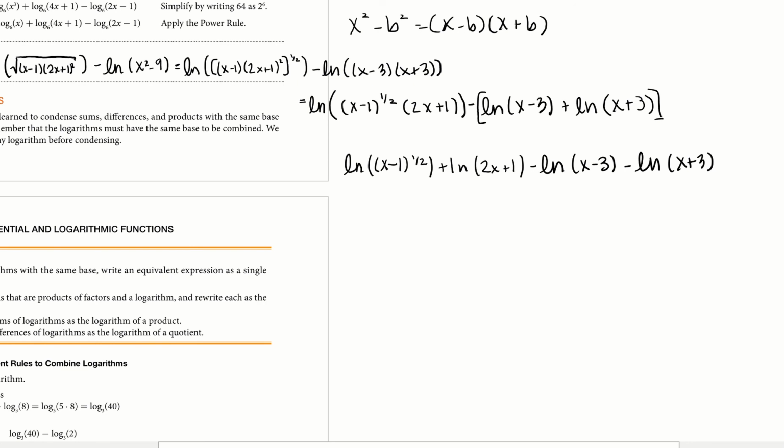And I now can bring down this half. So it's half ln(x − 1) + ln(2x + 1) − ln(x − 3) − ln(x + 3). And that would be completely expanded.